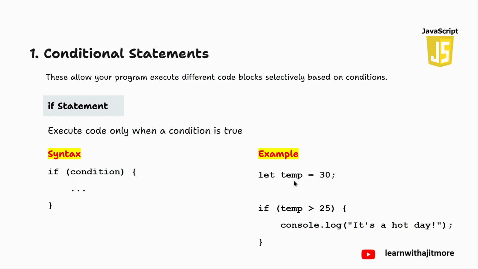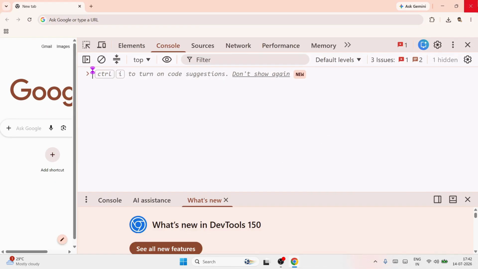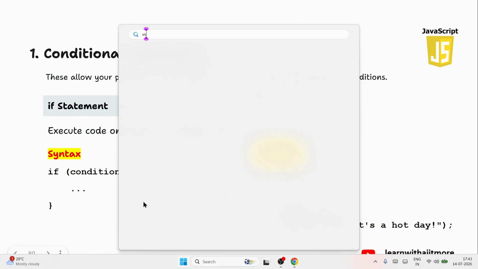See the example: a variable temp, temperature. Okay, let temperature be 30. We are checking whether temperature is greater than 25. Yes, then it will go inside and perform this statement: it's a hot day. And then continue with the remaining code, whatever the remaining code is. Getting, guys? Okay? Instead of doing it here, I do it in VS Code.